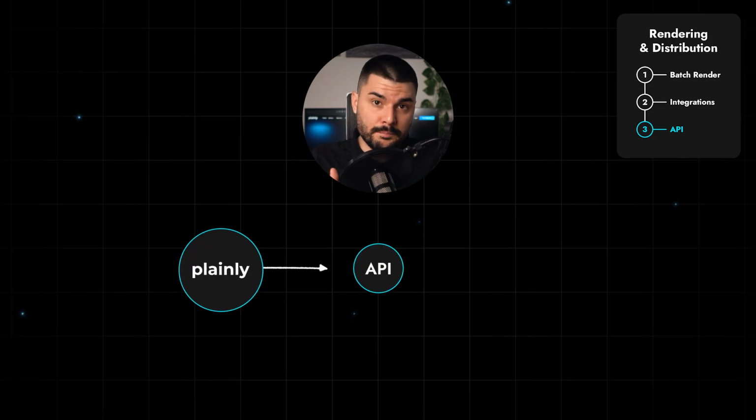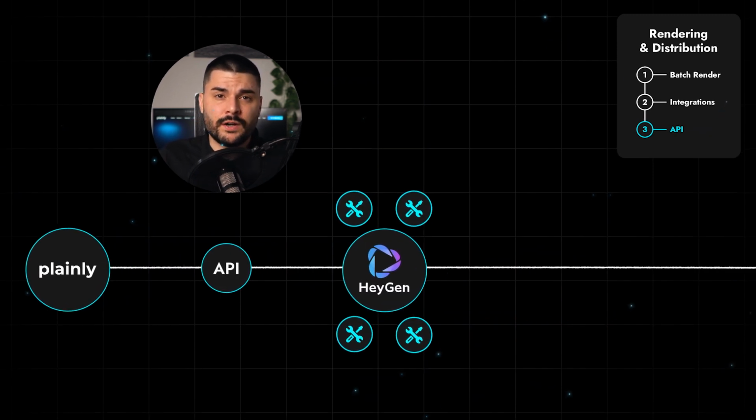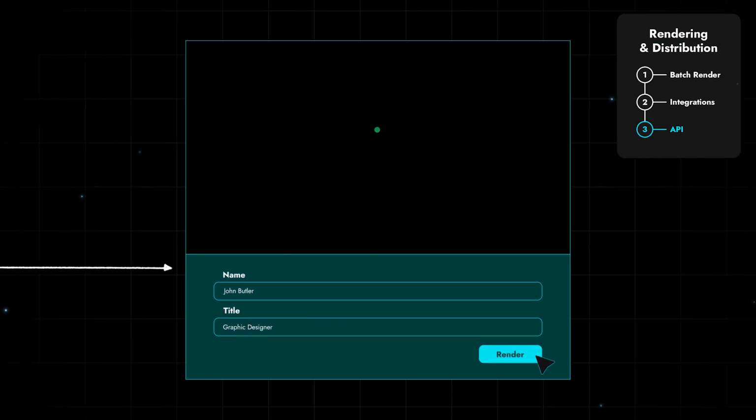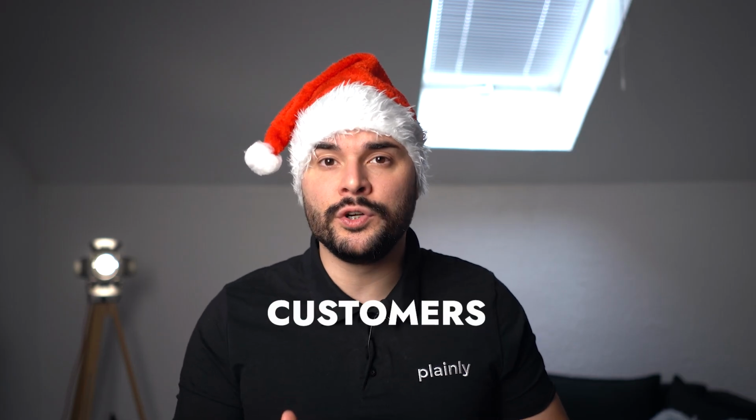Plainly is an API-first solution, meaning everything is accessible programmatically. Use the API to connect Plainly to other tools and create advanced workflows or even create white-labeled solutions so your users or employees can create videos themselves. And that's it! This process works for creating personalized holiday greeting videos for your clients, customers, or your employees. Simply pick the method that suits your needs.